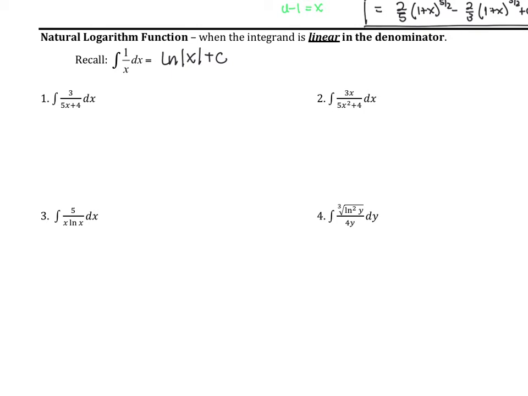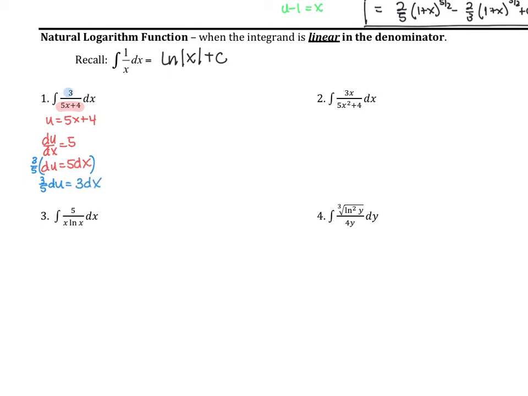Okay, so when we're dealing with the natural log function in this problem, I can use u-substitution here as well. I am going to let u be 5x plus 4. If I let u equal 5x plus 4 and take the derivative, we get du/dx equals 5, so du equals 5 dx. The problem is that's not really what I'm looking for. I'm looking for 3 dx, so I'm going to multiply this entire expression by 3/5. And so we get 3/5 du equals 3 dx.